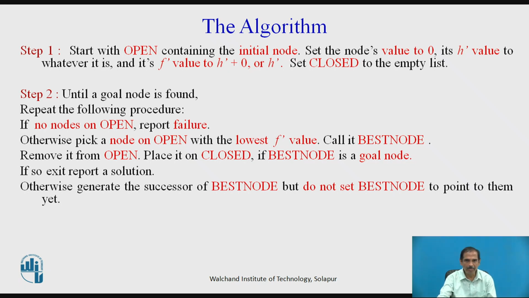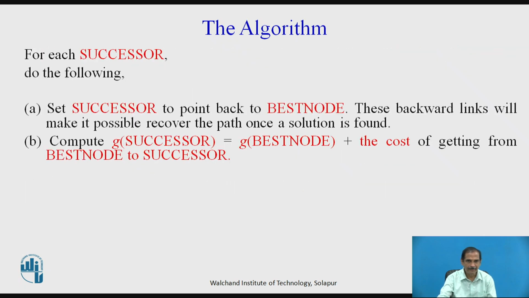Remove it from open and place it on closed. If the best node is the goal node, exit, reporting a solution. Otherwise generate the successors of the best node, but do not set the best node to point to them yet. For each successor, do the following: set the successor to point back to the best node. These backward links will make it possible to recover the path once a solution is found. Then we compute g of successor as g of the best node plus the cost of getting from the best node to the successor.